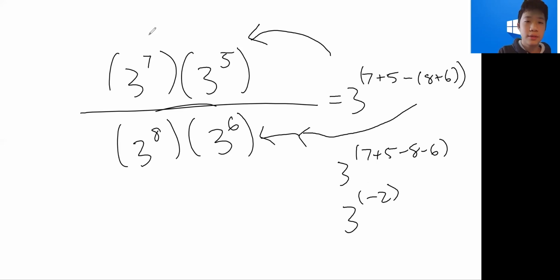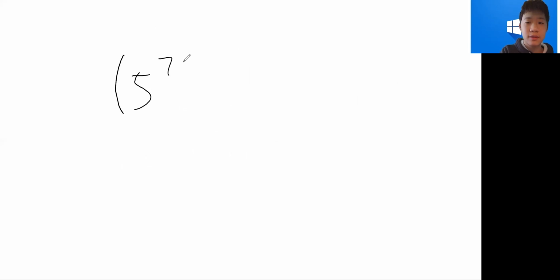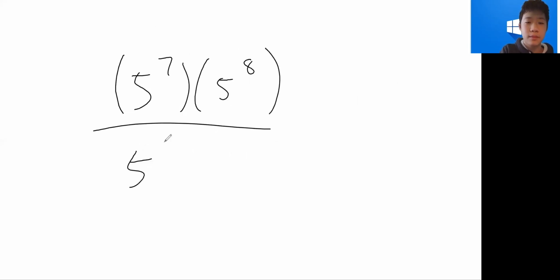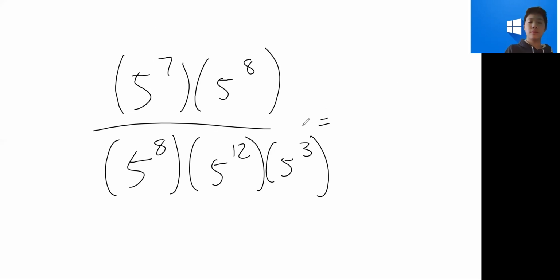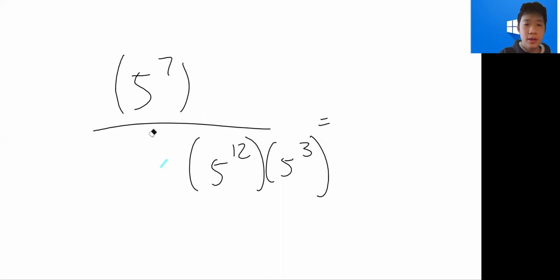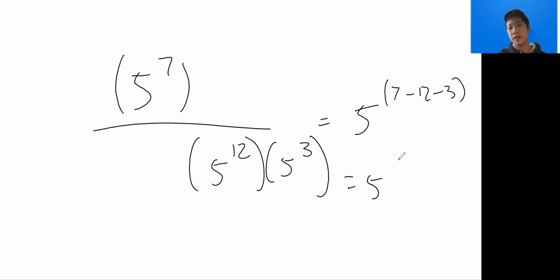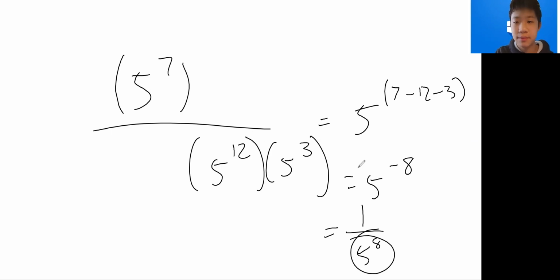All right, let me give you another example here. 5 to the 8. Okay, so first thing we can notice is that there are two 5 to the 8s on the top and bottom. Get rid of those immediately. And now we're just going to add everything on the top and subtract everything on the bottom. Or in other words, we add all the powers in the numerator and we subtract all the powers in the denominator. 5 to the 7 minus 12 minus 3, which is 5 to the negative 8, I think. 1 over 5 to the 8th, and I don't know what 5 to the 8th is, and we'll just leave it as that.